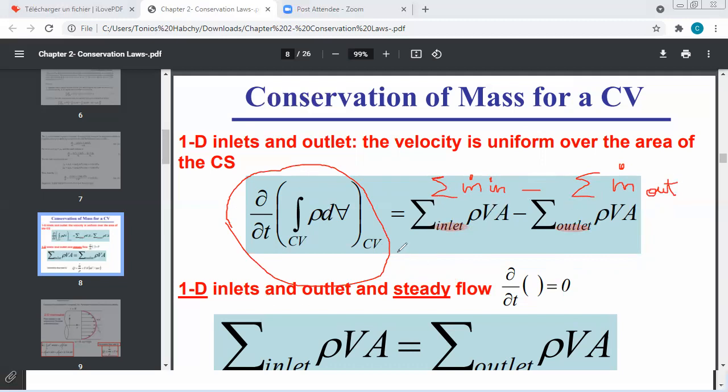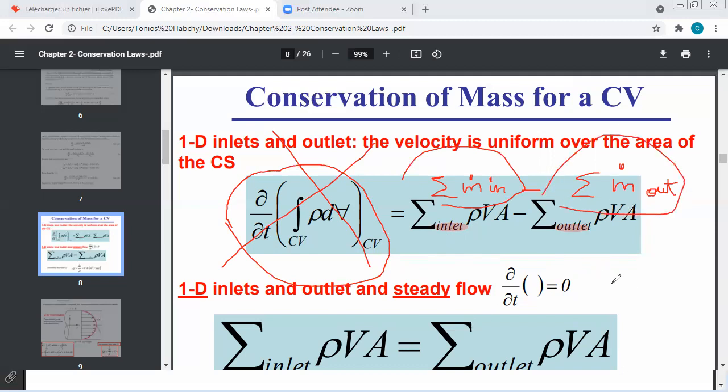And now, in case it's a steady flow, the transient term will cancel out, and then I will just obtain that the summation of m dot in is equal to the summation of m dot out.